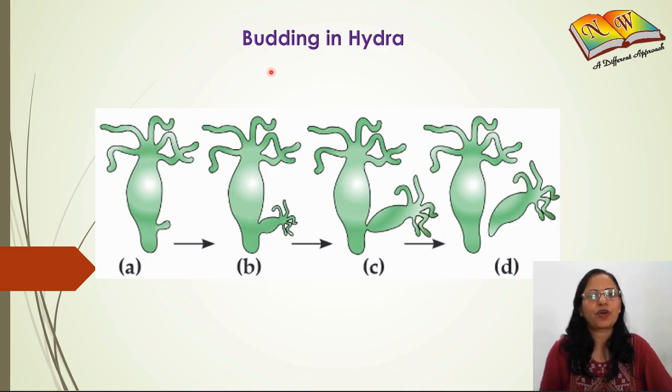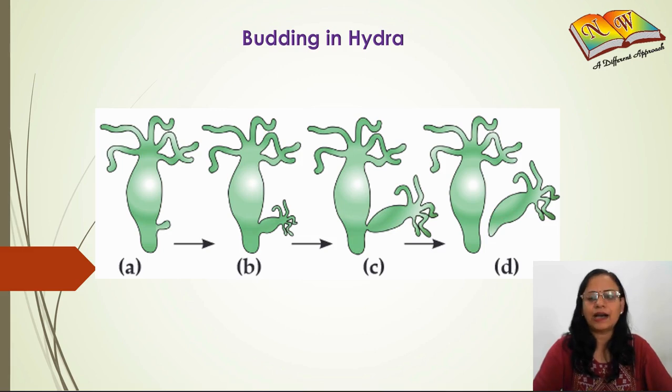Next, we'll be talking about budding in hydra. This slide shows how budding happens in hydra. Hydra is a multicellular organism which reproduces by the process of budding. So in the first image, you can see a small outgrowth here, which then develops into a baby hydra or the daughter hydra, which grows and finally detaches itself from the parent organism.